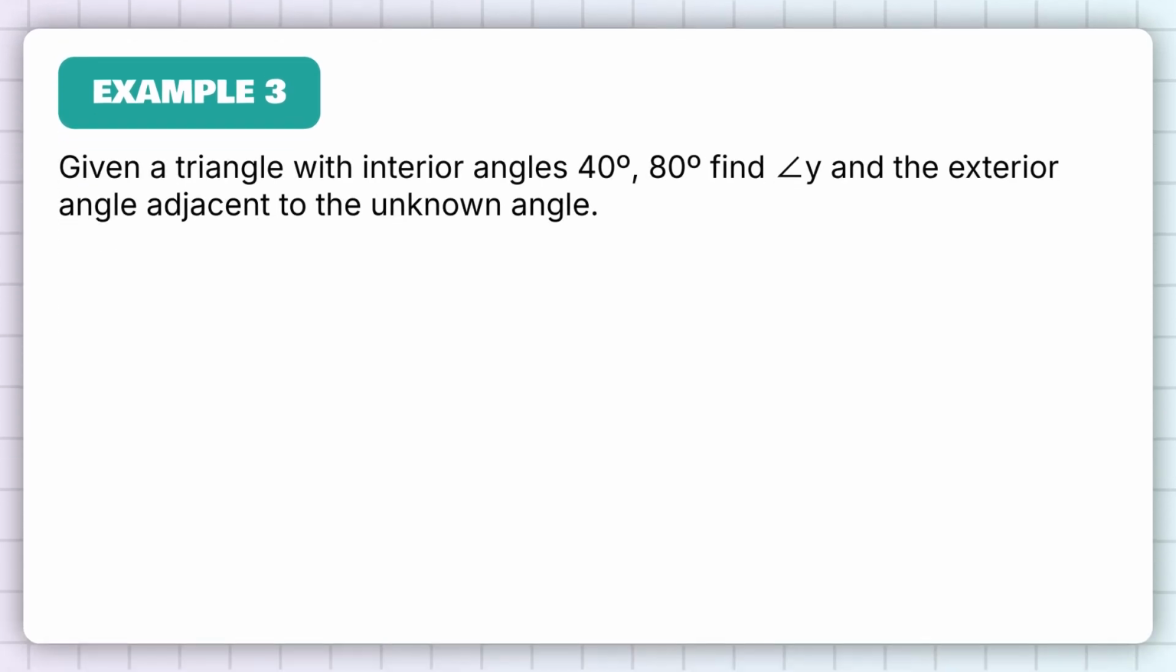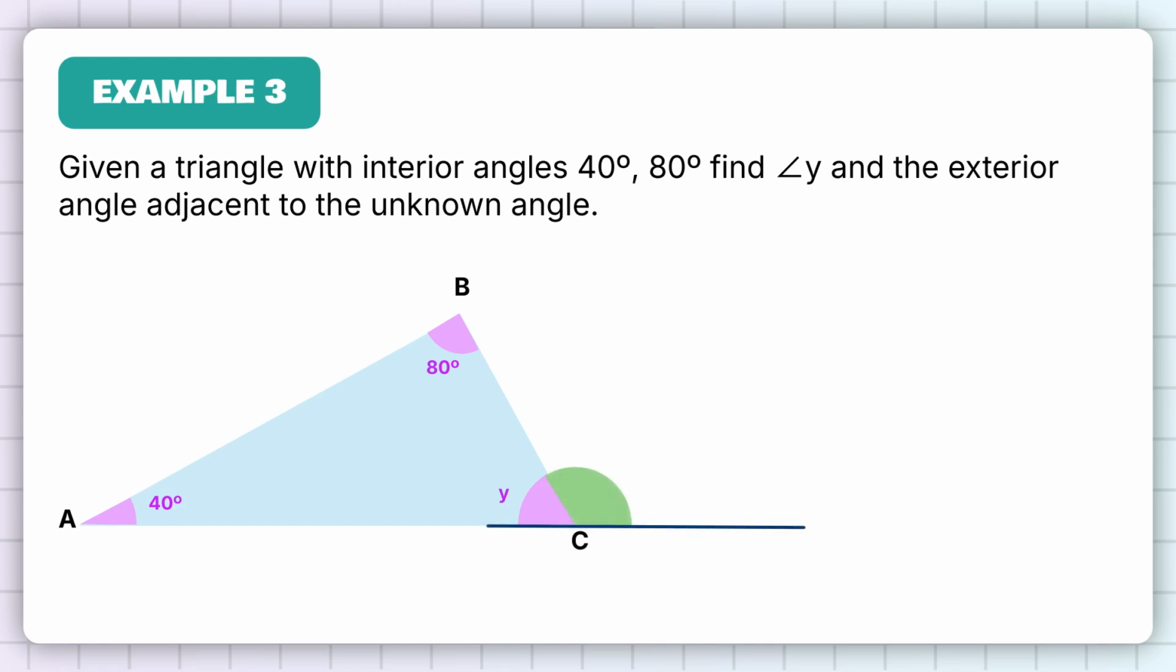Let's combine both theorems in a slightly more complex problem. Suppose we have a triangle with interior angles 40 degrees, 80 degrees, and an unknown third angle y. Additionally, we need to find the exterior angle adjacent to the unknown angle.